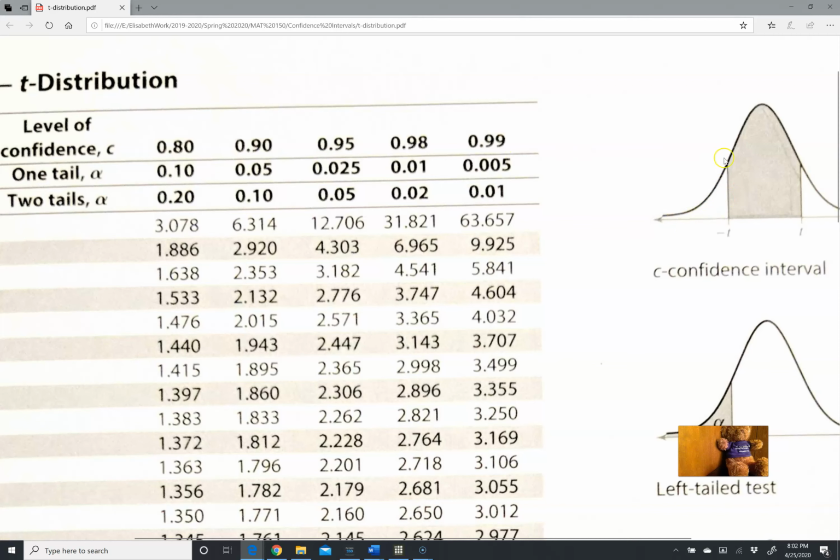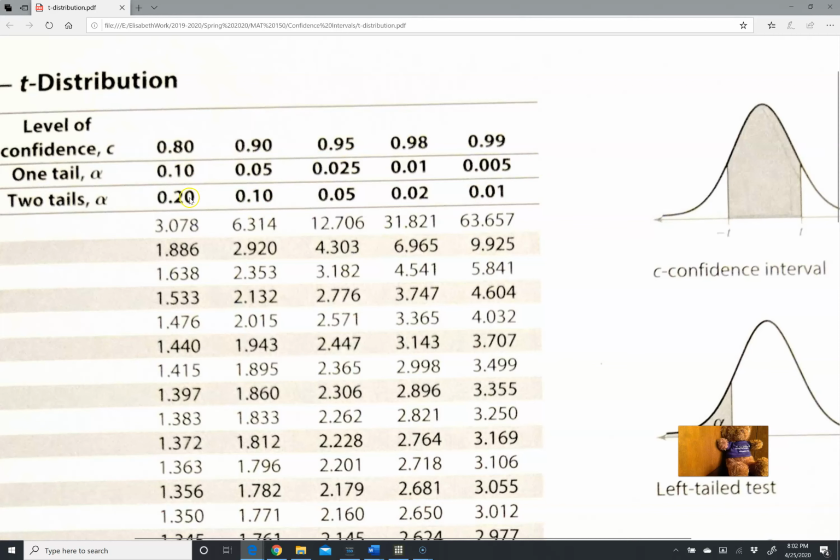This one talks about 99% of the area being within the interval, which means under the two tails outside the interval is 1%. And if we just look under a single tail, which is what we want here, then we have 0.5%. So this is just telling you what's going on with the areas, but you don't have to actually do any calculations.